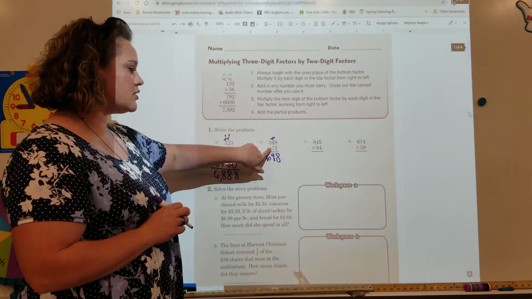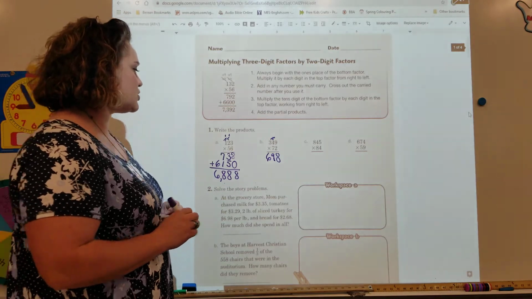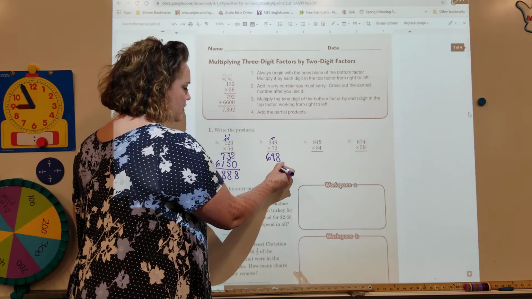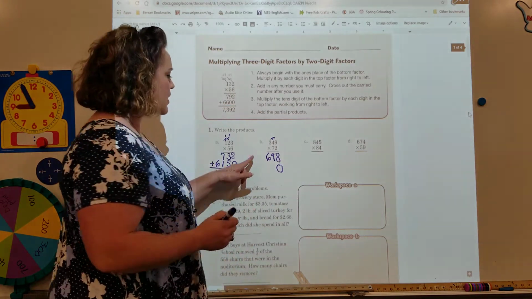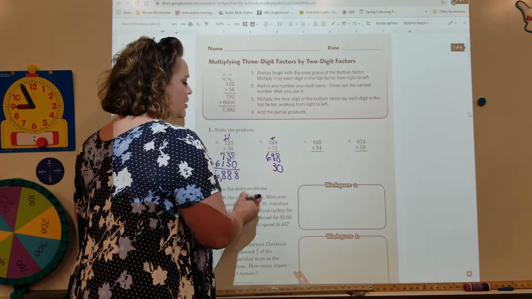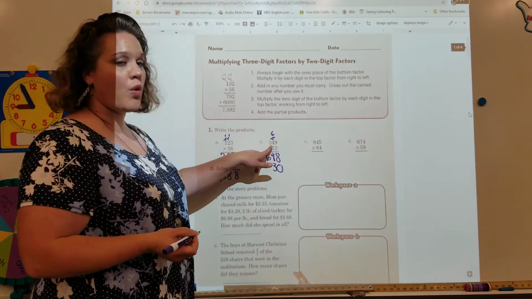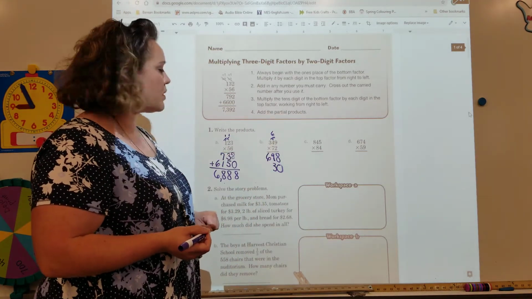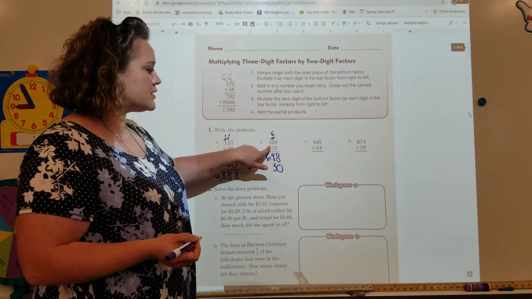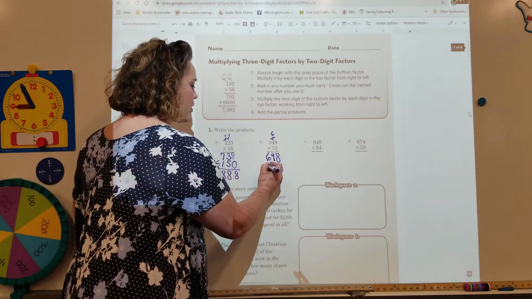Multiply the tens digit in the bottom factor, working from right to left of the top factor. So 7 times 9, oh, I forgot to put my 0 in here. Always put my 0 to save that place. 7 times 9 equals 63. Write 3, carry the 6 above the 4, because that's the next number we're multiplying. 7 times 4 equals 28 plus 6 equals 34.